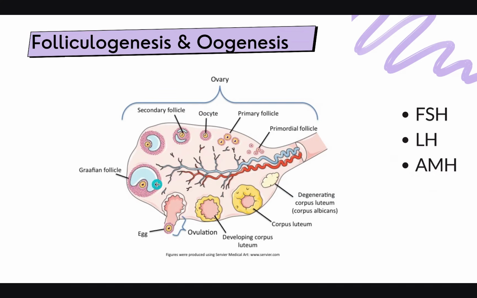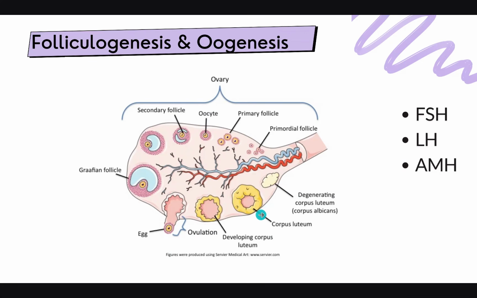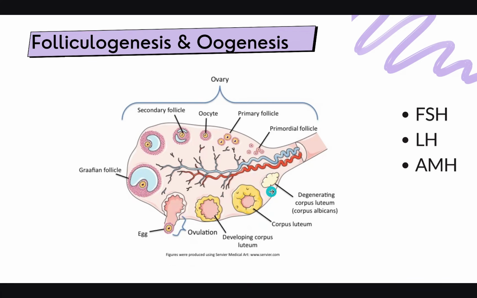After ovulation from the Graafian follicle, we have the LH that is working now. The LH makes sure that the corpus luteum is alive, and the corpus luteum now is releasing progesterone. All right. So we have the estrogen that is released during the pre-ovulatory stage, and the progesterone that is released after the ovulatory stage. Yes, that's basically it for folliculogenesis.